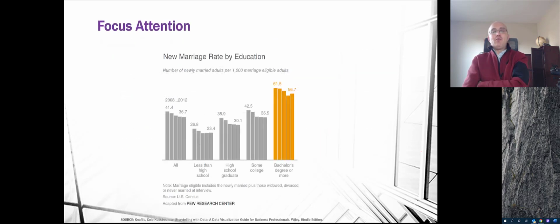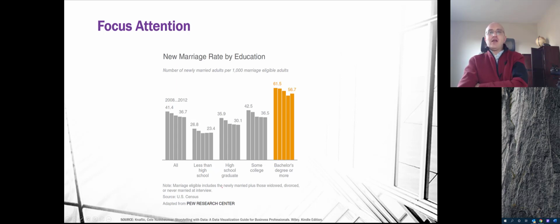So here's another example, but we're going to talk about focusing attention and layout at the same time. So obviously the orange here focuses our attention, and it's over there in that area of bachelor's degree or more. So if we take a few minutes and we look, this is new marriage rate by education, number of newly married adults per 1,000 marriage eligible adults. We can probably glean that that's the number per 1,000. These tend to be all bachelor's degree. These are some college, high school.